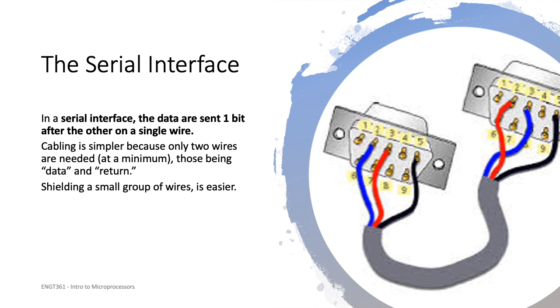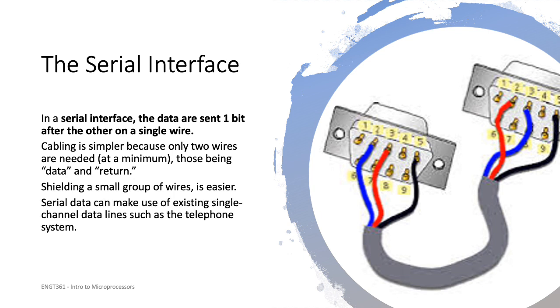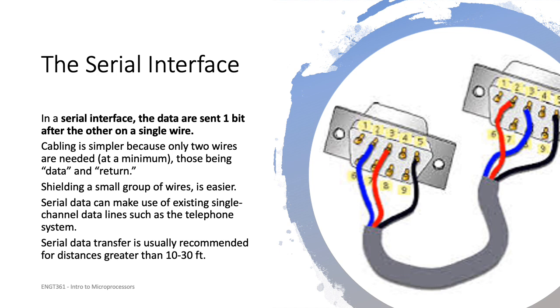Second, shielding a small group of wires, which is often necessary in an electrically noisy industrial environment, is easier. Third, serial data can make use of existing single-channel data lines, such as the telephone system, which may require using a modem. For these reasons, serial data transfer is usually recommended for distances greater than 10 to 30 feet.